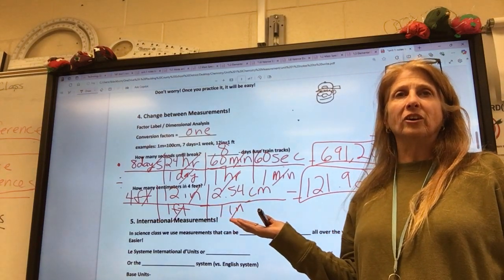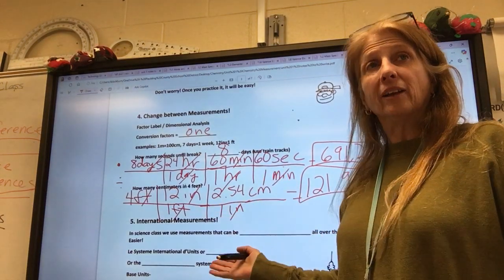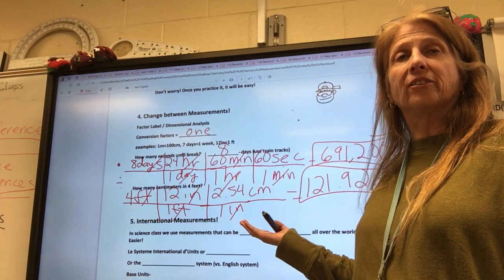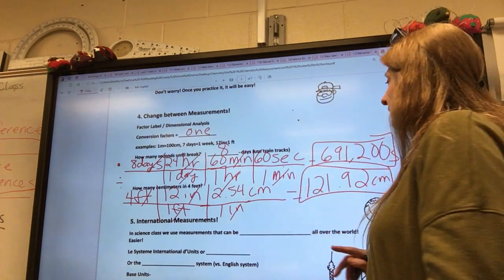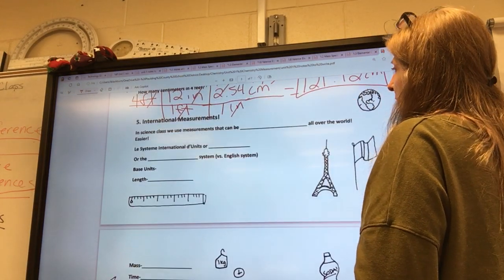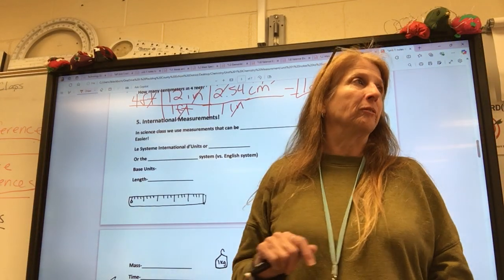Okay, and how are we feeling about this? This is called dimensional analysis. We will be doing this for the rest of this class. This is a concept that doesn't go away. So you need to get good at it. Okay, next idea, international measurements.